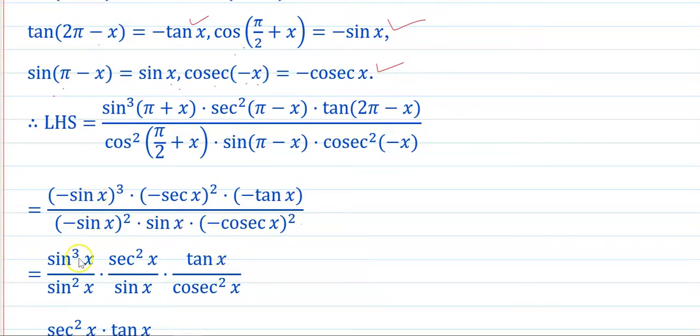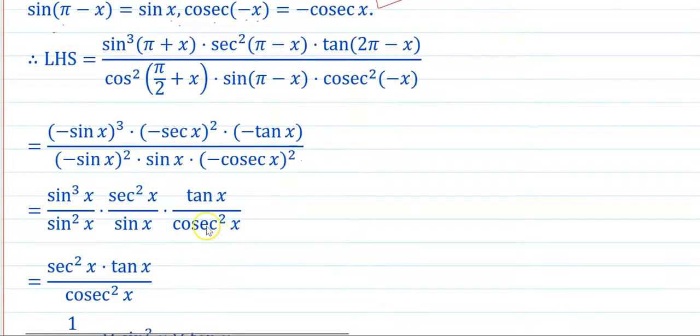Now you will get sin cube x upon sin square x, sec square x upon sin x. Next is tan x upon cosec square x. Next we will simplify. What is that? Here there is sin cube, sin square x and sin square x in the denominator, sin square x into sin x gets cancelled. What remains is sec square x, and here tan x remains. In the denominator, cosec square x.